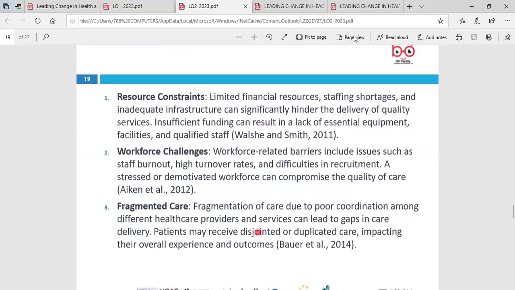So resource constraints: there are limited financial resources, there are staffing shortages. These then obviously reflect in the quality that you set up. If you have insufficient funding, you have to allocate the resources in a very smart way, because resources are never going to be enough. Sometimes there are so few resources that even if you do it the smartest way, they're still going to be reflected, so that has to be taken care of.